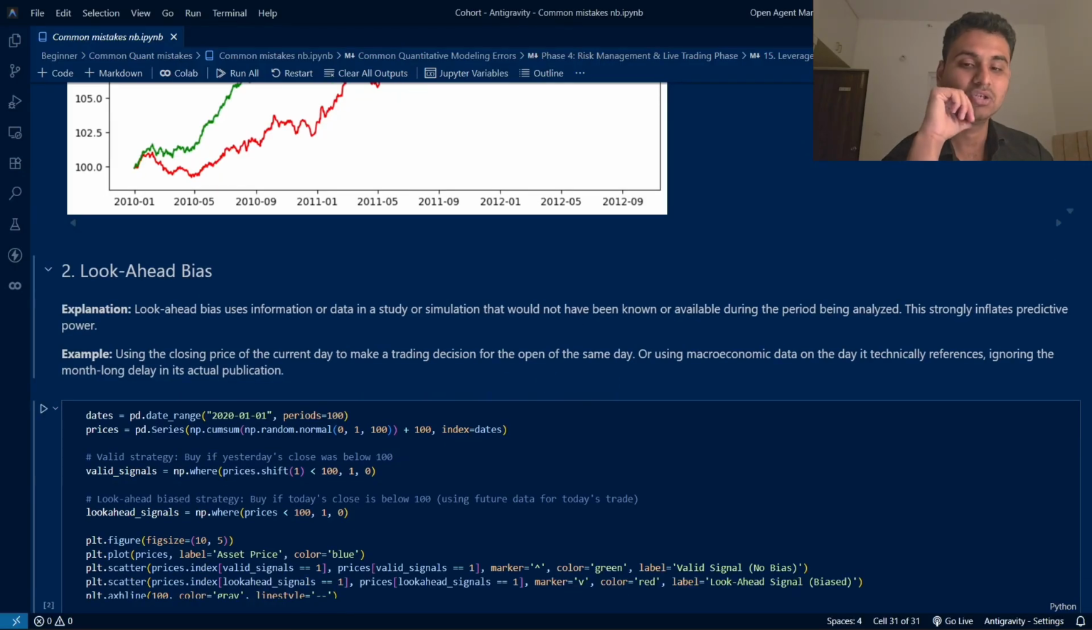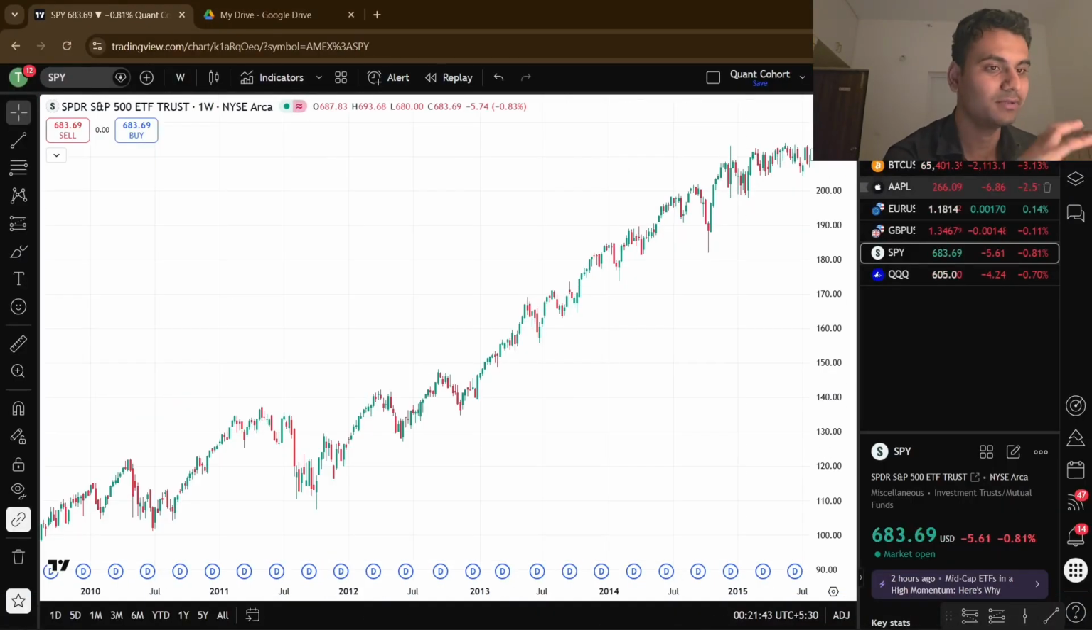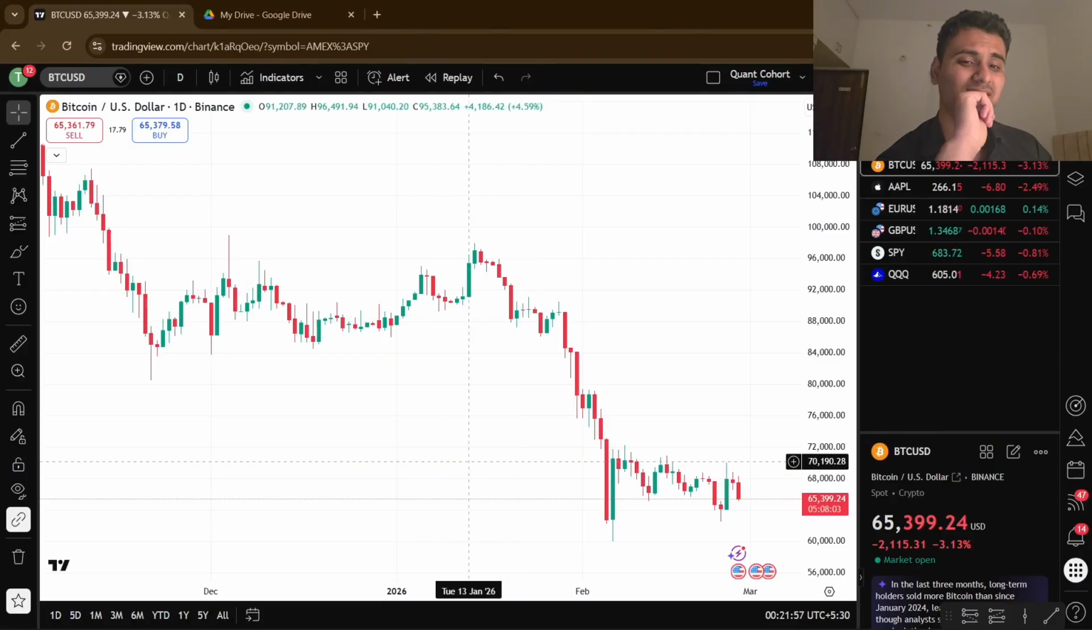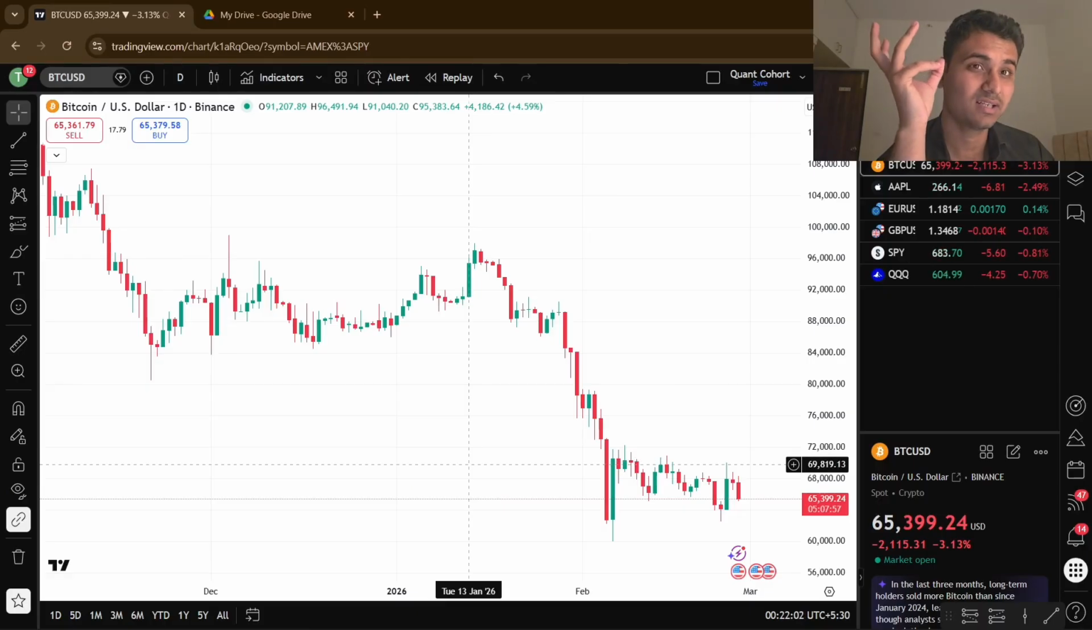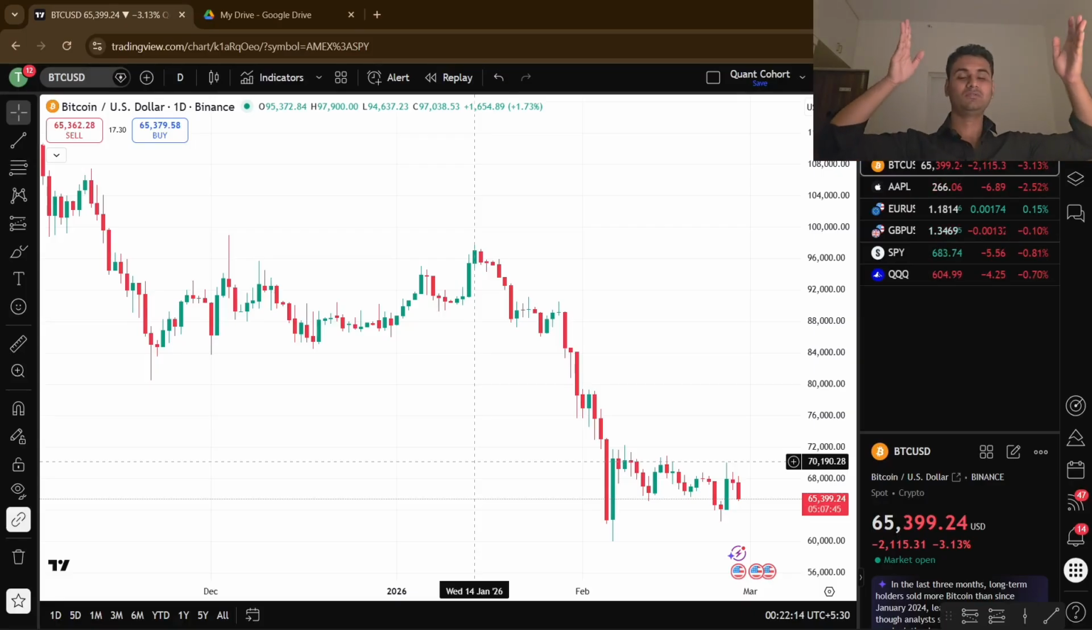Look ahead bias means that your model is using information or data in a study or simulation that it would not have had at the time. Let me give you a real life example, right? What look ahead bias does is it creates a sort of data leakage. Data leakage or feature leakage is like a little sibling of look ahead bias. Again, let's say you have a data set of 2005 till 2025, a 20-year data set. Look ahead bias makes your model have the entire thing ready.